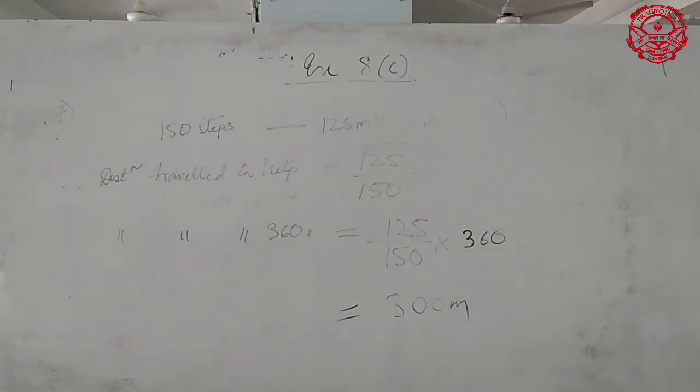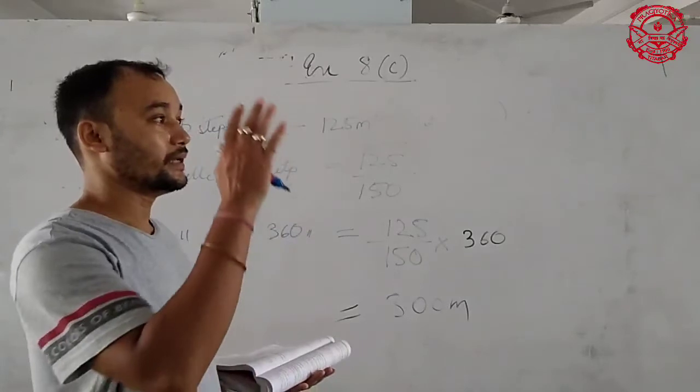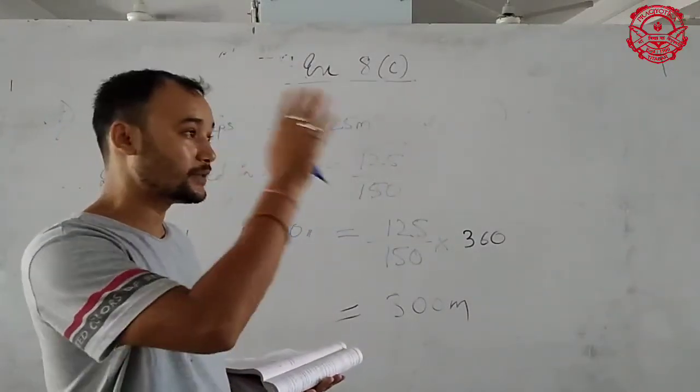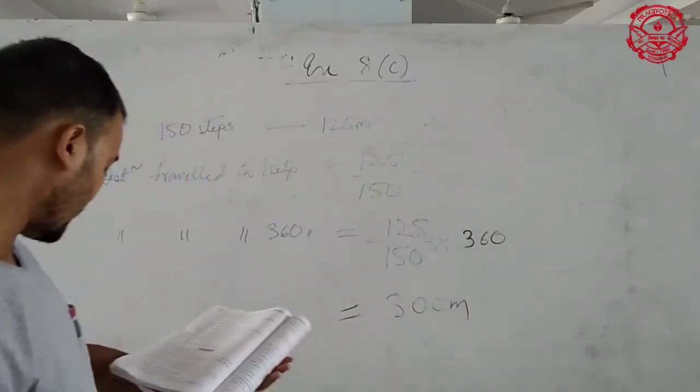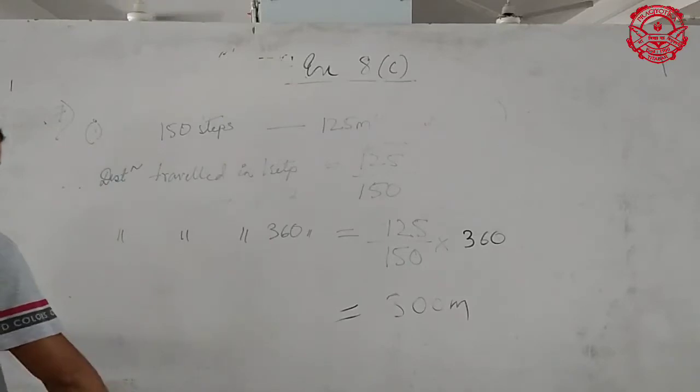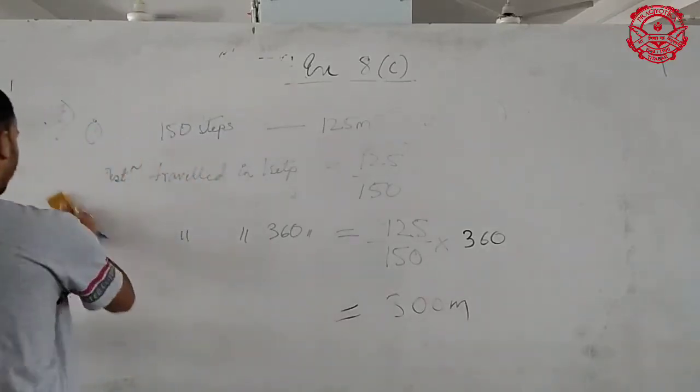Again, another type of question is there. Now, this time they are giving you a particular length. Suppose in order to travel 100 meter, what amount of footstep I need to make? Okay, that type of question is there in 7. This was question 1 of 7. Now question 2 of 7, you see.